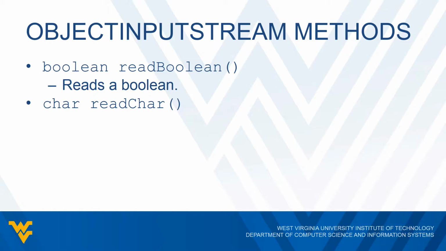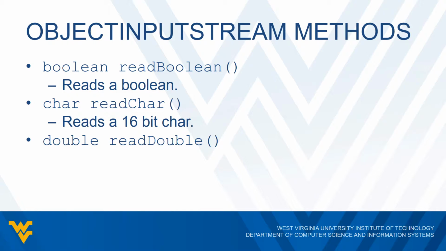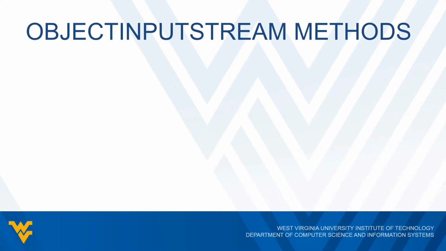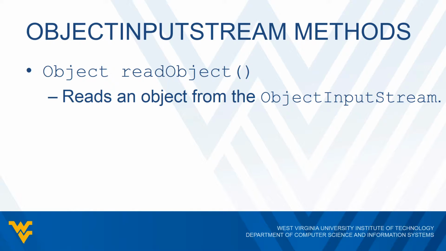We have a readChar method, and this is going to read and return a 16-bit character. We have the readDouble method, and this is going to read and return a 64-bit double. We have the readInt method, and this is going to read and return a 32-bit integer. And then we have the readObject method, which just reads an object from object input stream, and then we're going to return that as an object.